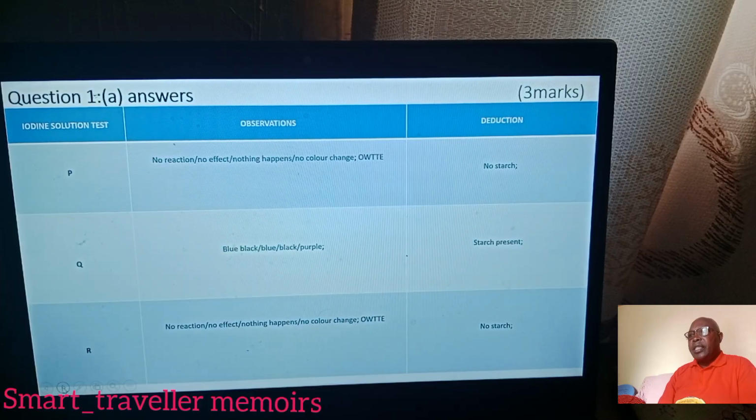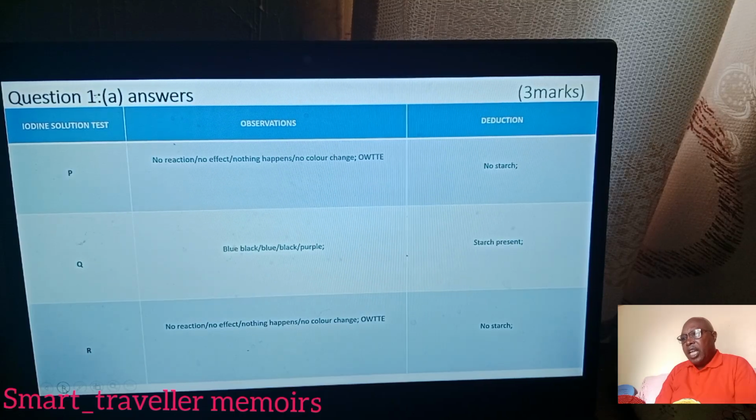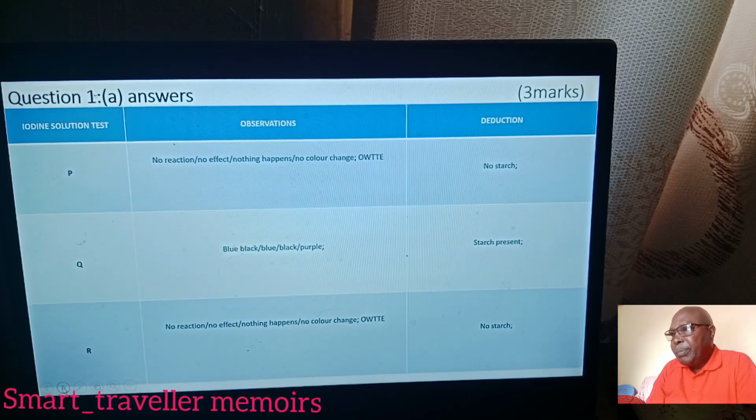Question 1A, answers. We start the answers now. So 1A is iodine solution test, observations and deductions. P, observations: there was no reaction, or you could say no effect, or nothing happens, or no color change, or words to that effect. So the deduction is no starch. Here we are using the word deduction instead of conclusion. Q: blue-black, blue, purple, black or purple, starch present.